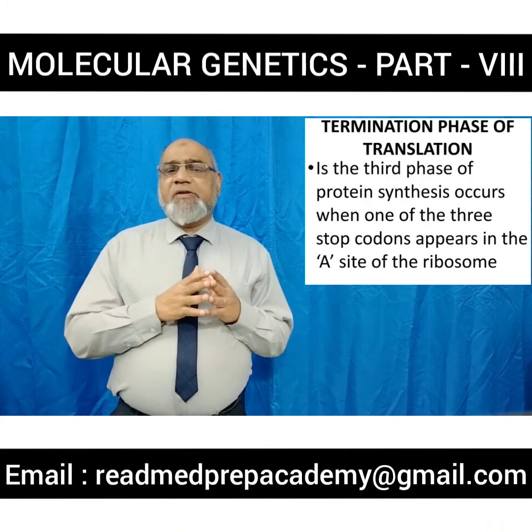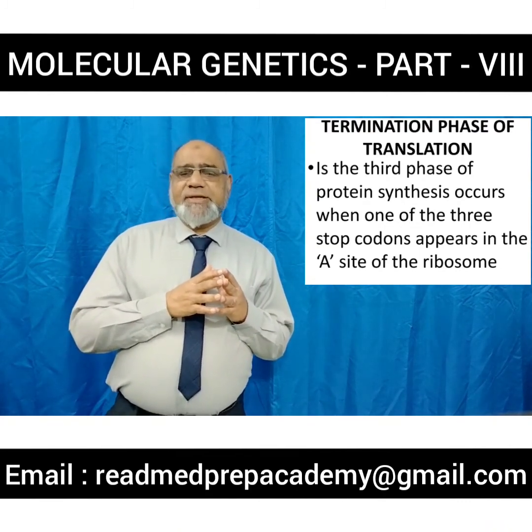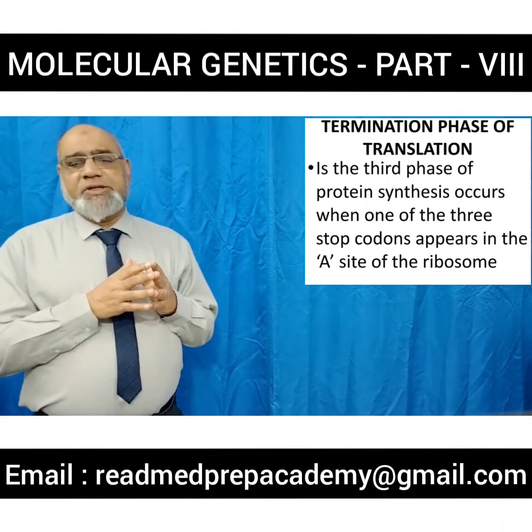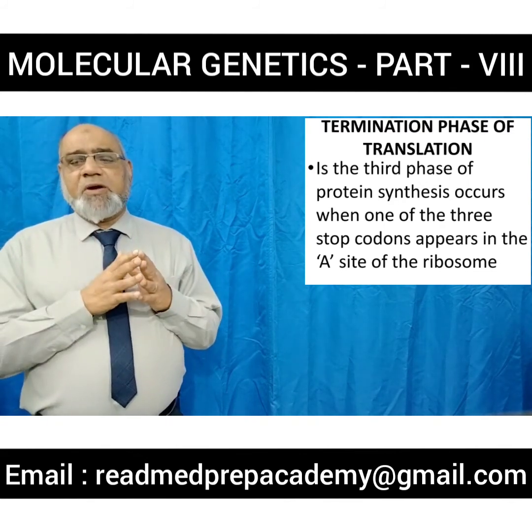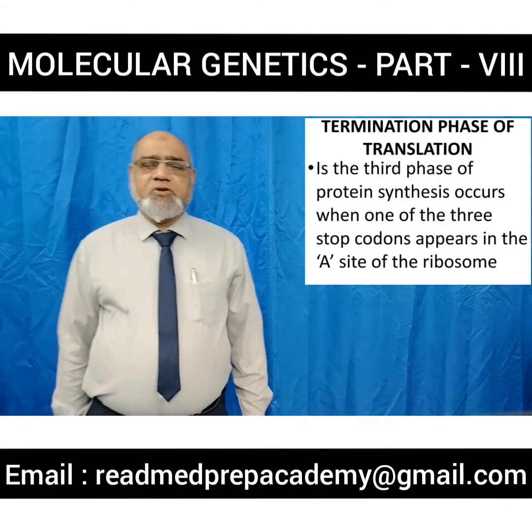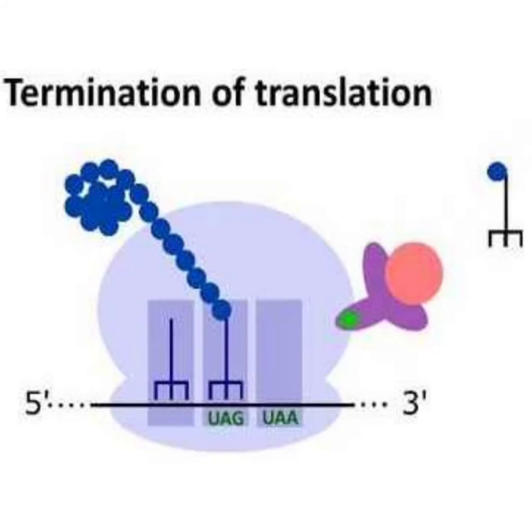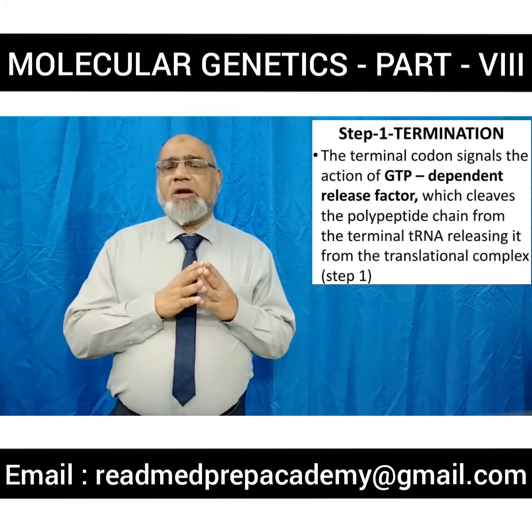Now going to the third phase, that is the termination phase of translation, of protein synthesis. When one of the 3 stop codons appears in the A site of the ribosome, the termination occurs. Here you can see the appearance of the termination codon UAG, where the polypeptide chain synthesis stops or the translation stops. What is step 1 of termination?